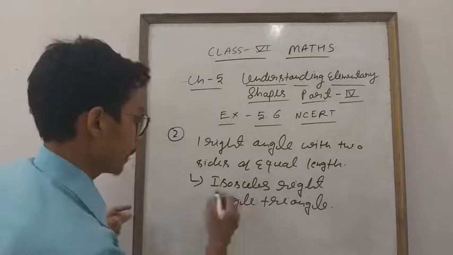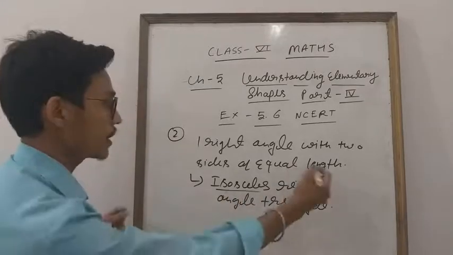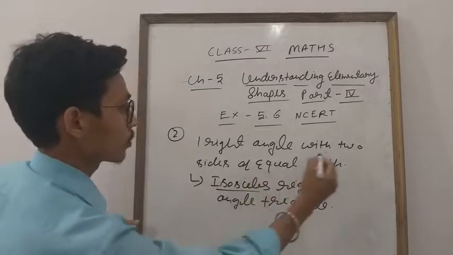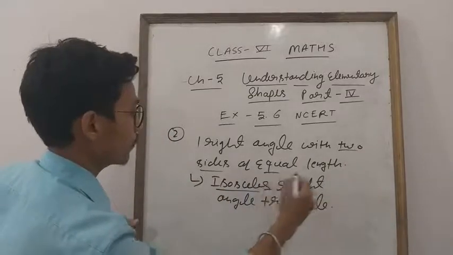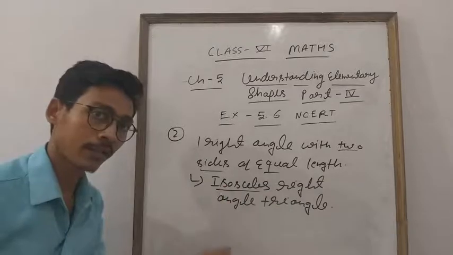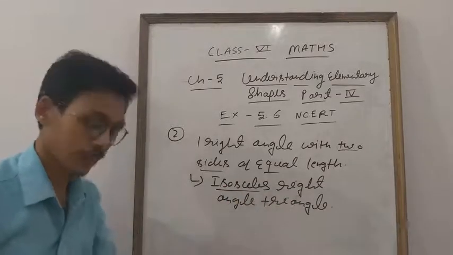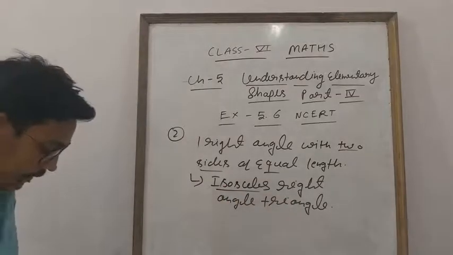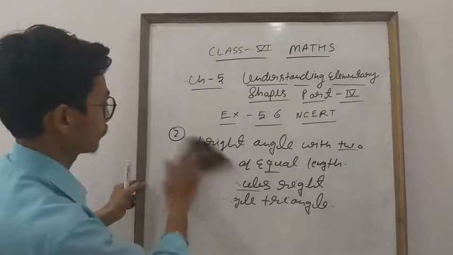Why? See, isosceles is written on the basis of side. Two sides are equal, two sides are of equal length. Clear, everyone? And right angle means right angle, so it is isosceles and also right angle triangle. So this is isosceles right angle triangle. So match the following you will do yourself, students. Okay. Now come to the question number third.